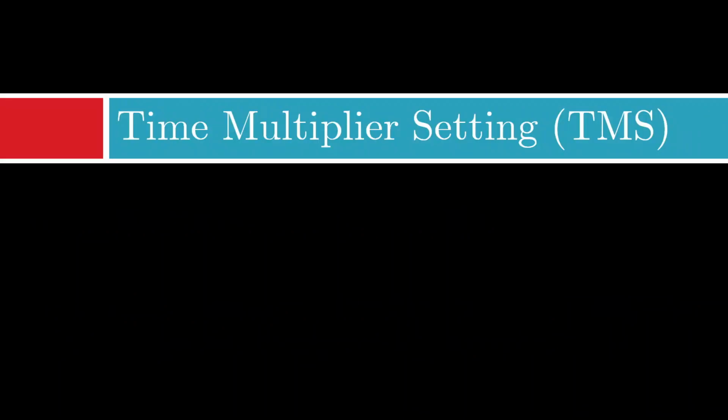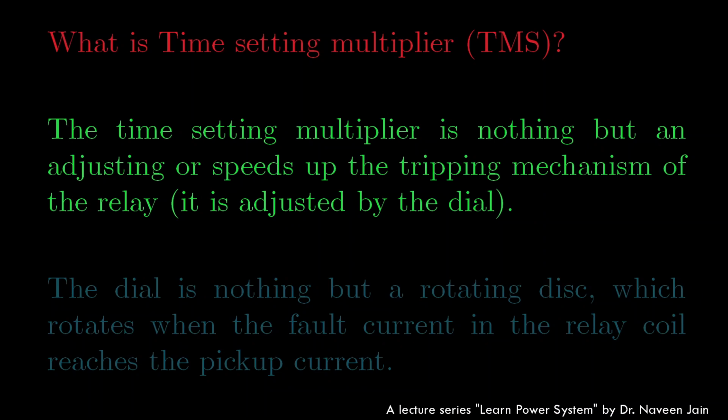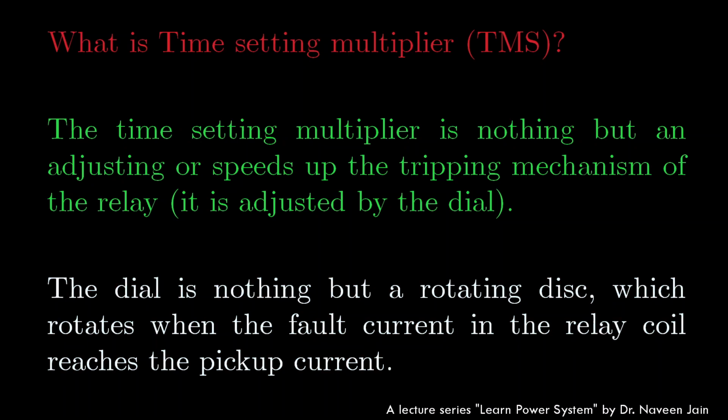Time multiplier setting, TMS. The time multiplier setting is nothing but an adjustment that speeds up or slows down the tripping mechanism of the relay. It is adjusted by the dial. The dial is nothing but a rotating disc which rotates when the fault current in the relay coil reaches the pickup current.